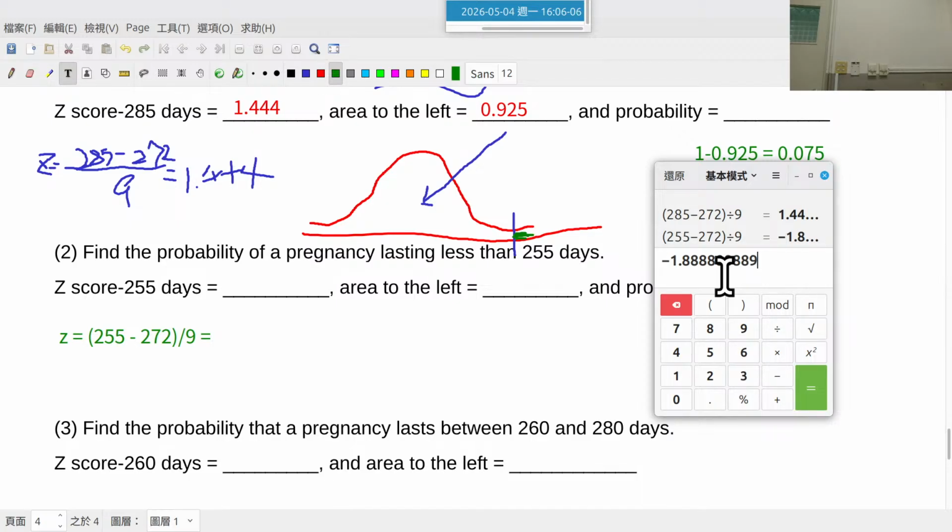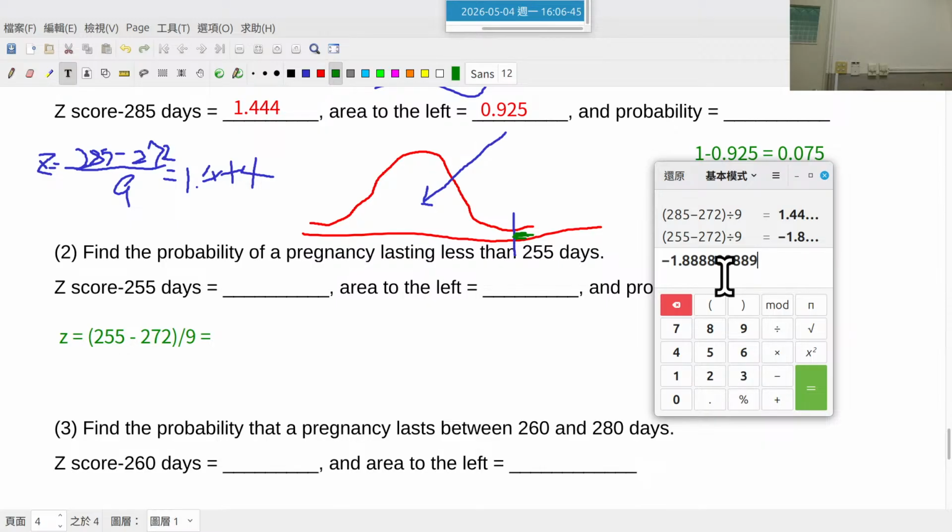On the normal distribution curve, the center is 0, the average. The value is the distance, meaning how many standard deviations away from the center. To the right, the value is positive. To the left, the value is negative. And we know 255 days is far away from the average of 272 days, on the left.